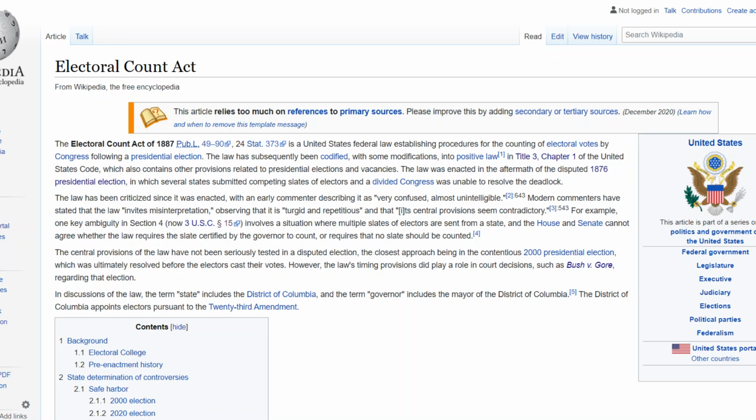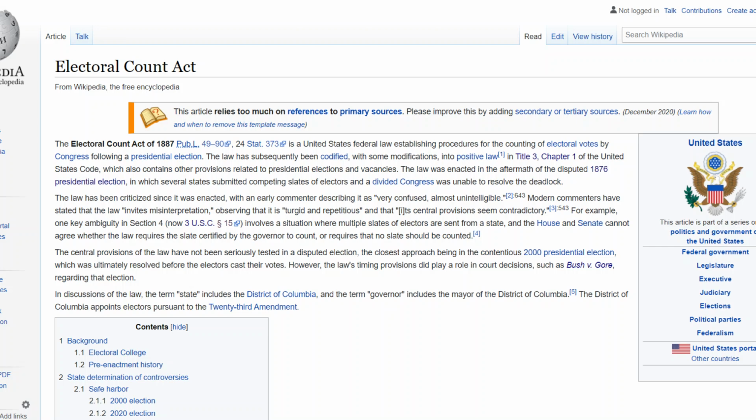The Electoral Count Act of 1877 is a United States federal law establishing procedures for the counting of electoral votes by Congress following a presidential election. The law has subsequently been codified with some modifications into positive law in Title III, Chapter 1 of the United States Code, which also contains other provisions related to presidential elections and vacancies.